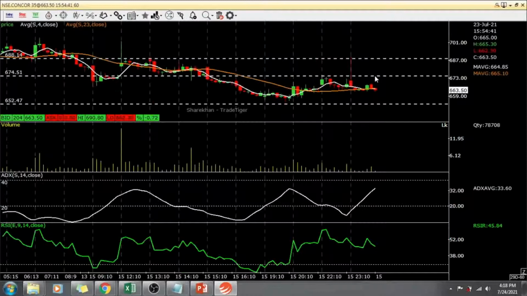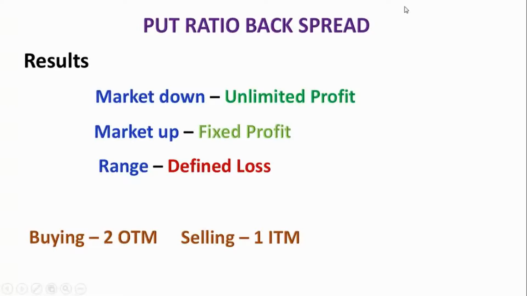My conclusion would be that I'm expecting the CONCOR price will go down for the next 2 to 3 trading sessions. How do we customize our option strategy? This is what we are going to see next. So what's the option strategy we are going to use? We are going to use the put ratio back spread option strategy.